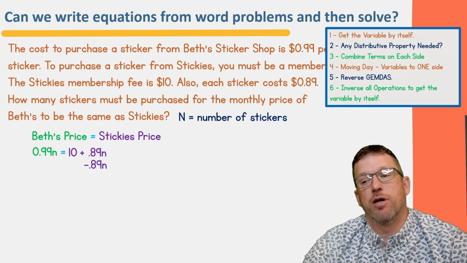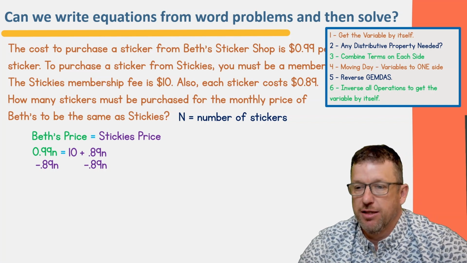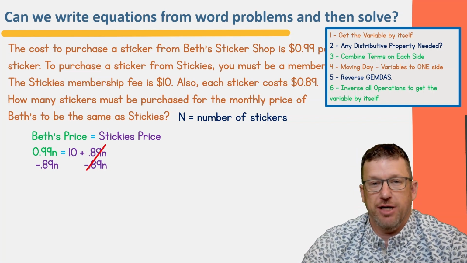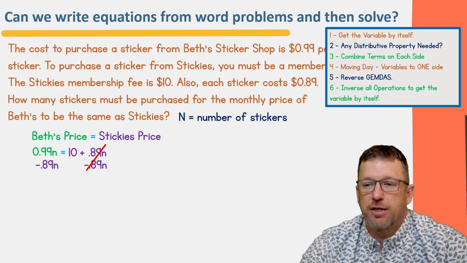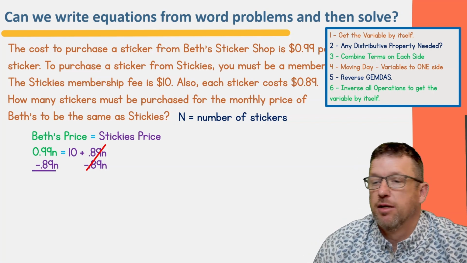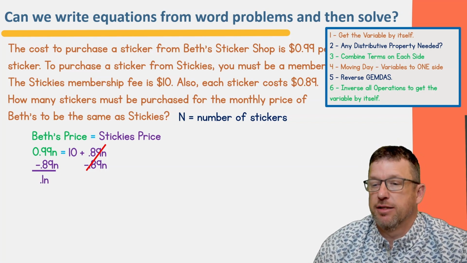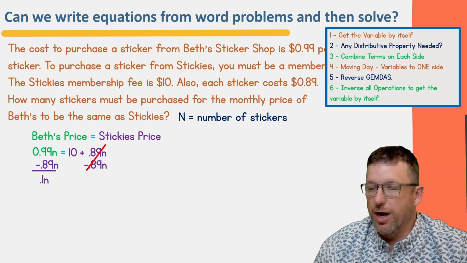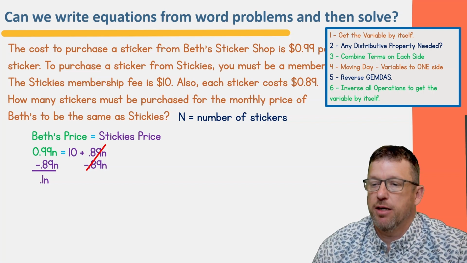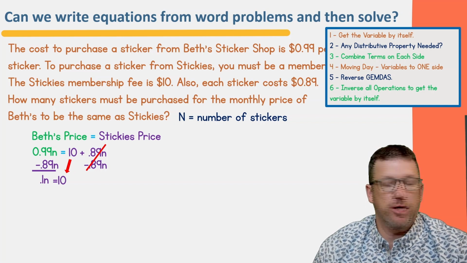And remember, whatever we do on one side, we have to do on the other. We've got to keep it balanced. One side cancels out because that makes a zero pair. On the other side, we have to subtract. 99 cents minus 89 cents gives us 10 cents, which is the same as 0.1, and we keep the variable. Then we bring everything else down that has not been canceled out. So now we have 0.1n equals 10.